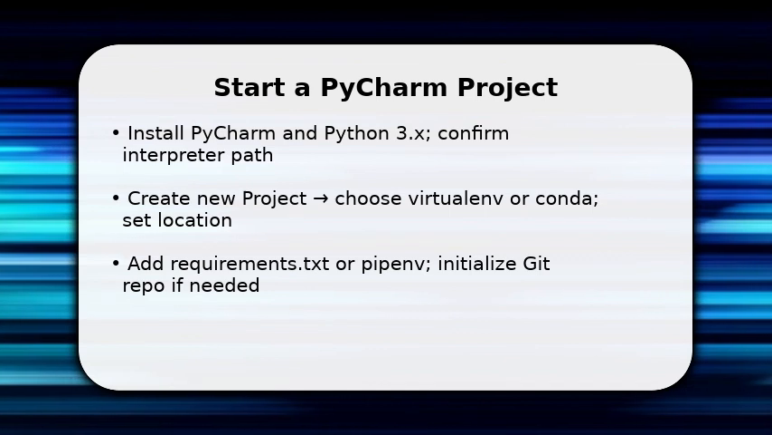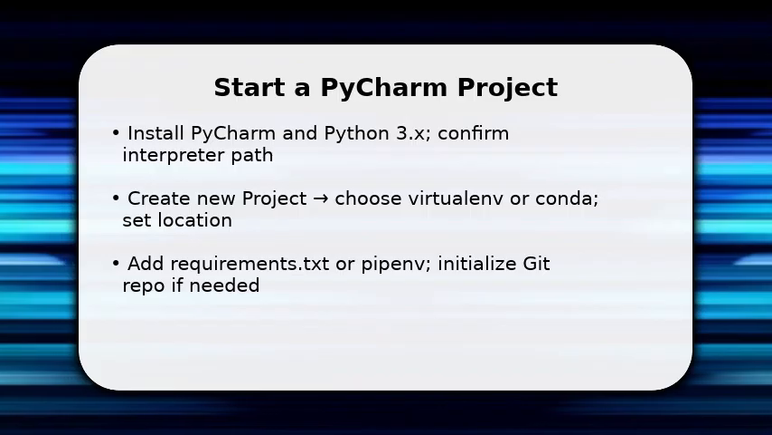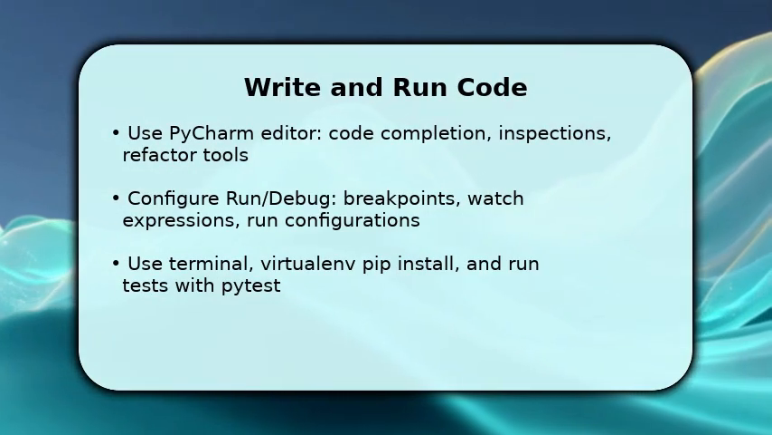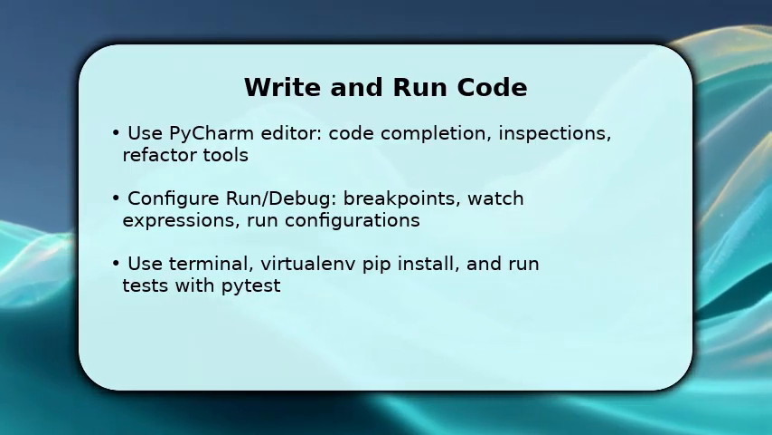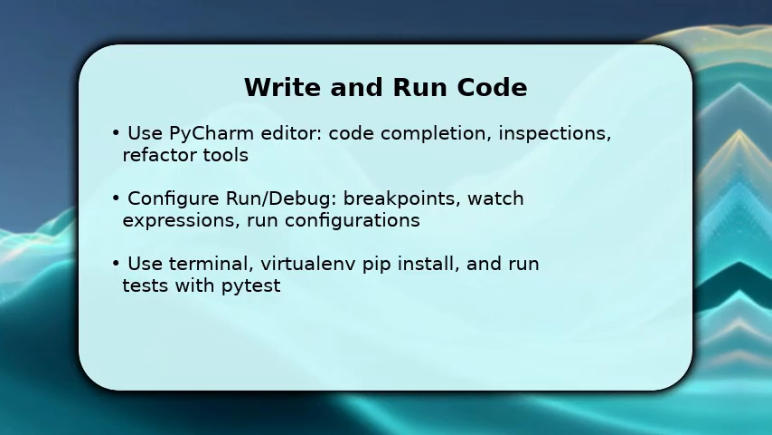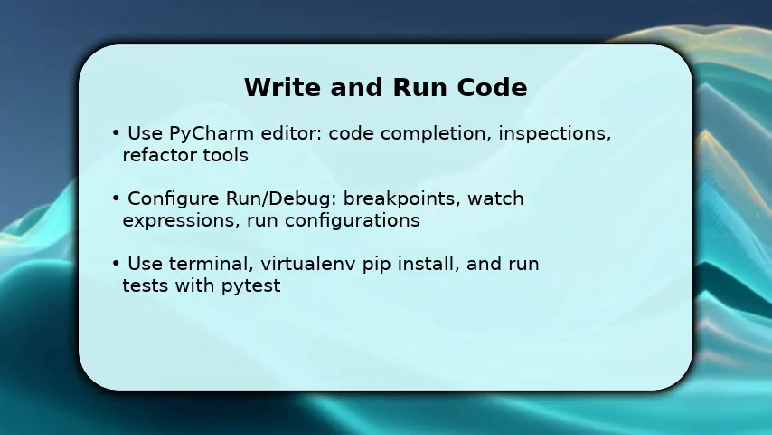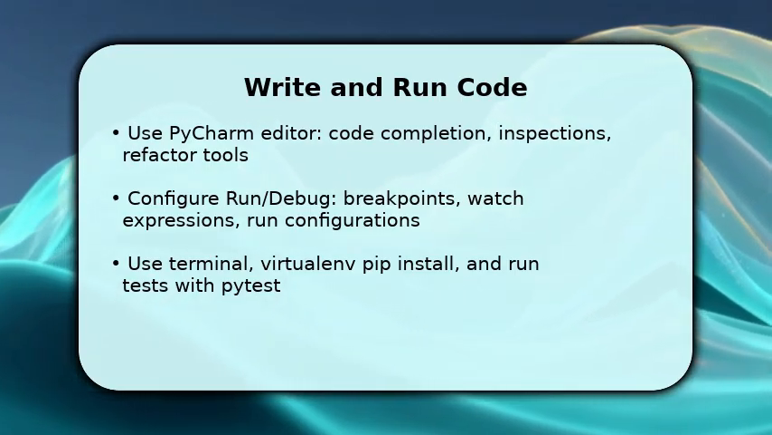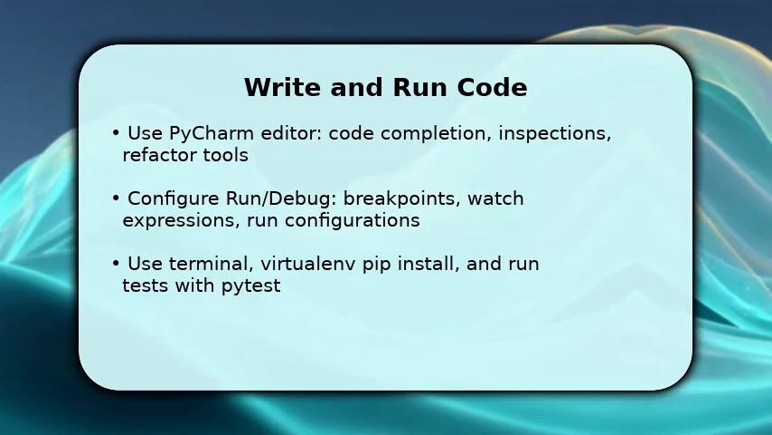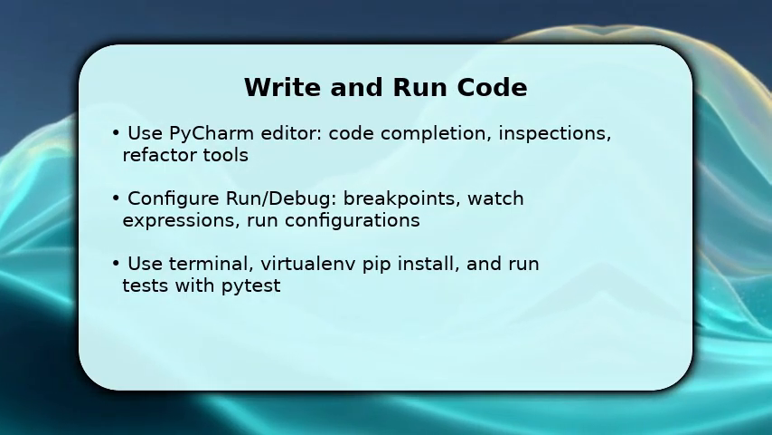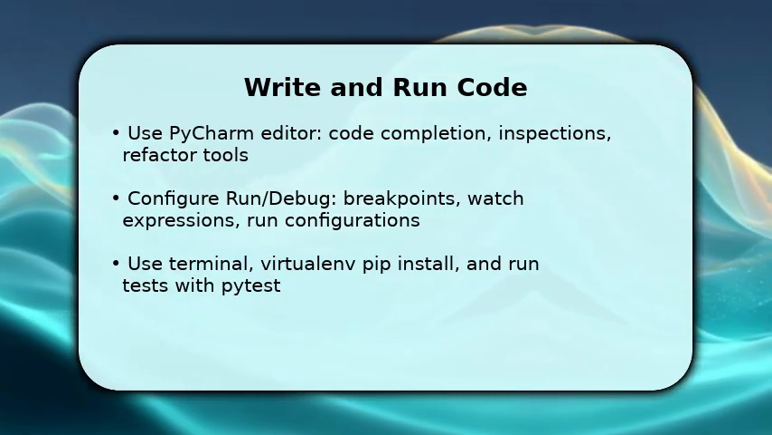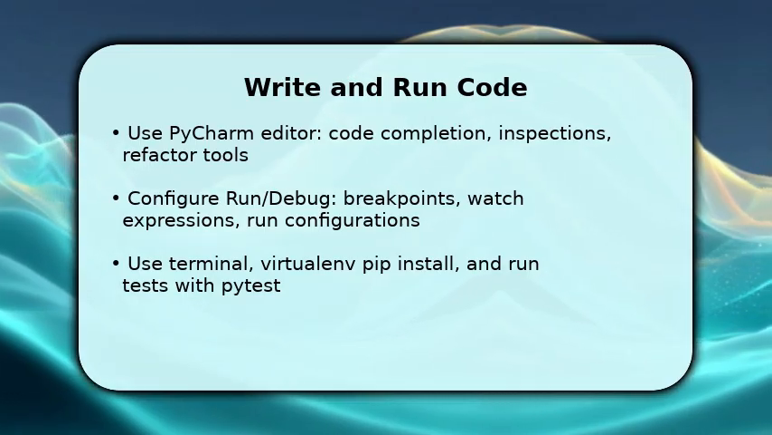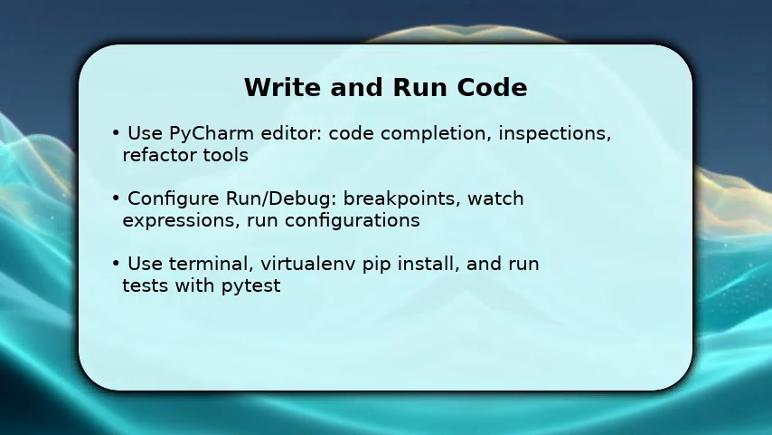After this, create a main.py and write a simple print to verify the run configuration. You'll write code using PyCharm's editor features to be faster. Rely on code completion, quick fixes, and refactor tools to maintain clarity. Once you have code, set breakpoints and configure a run/debug configuration so you can step through execution and inspect variables. Use the integrated terminal to pip install packages into the active virtualenv and run unit tests with PyTest from the Test Explorer. As you code, run often and refactor early.